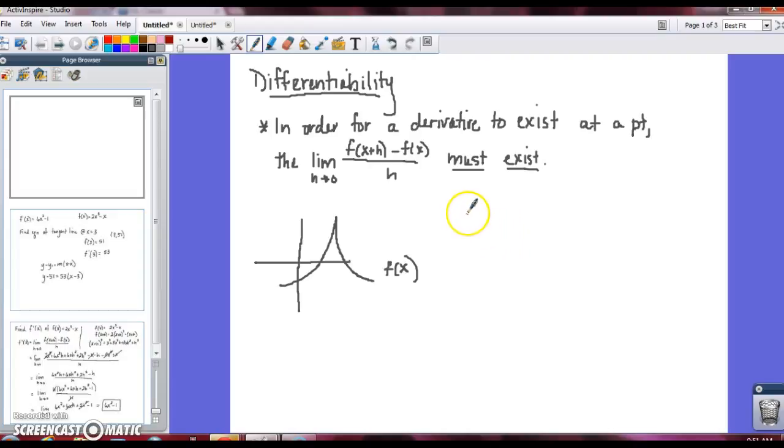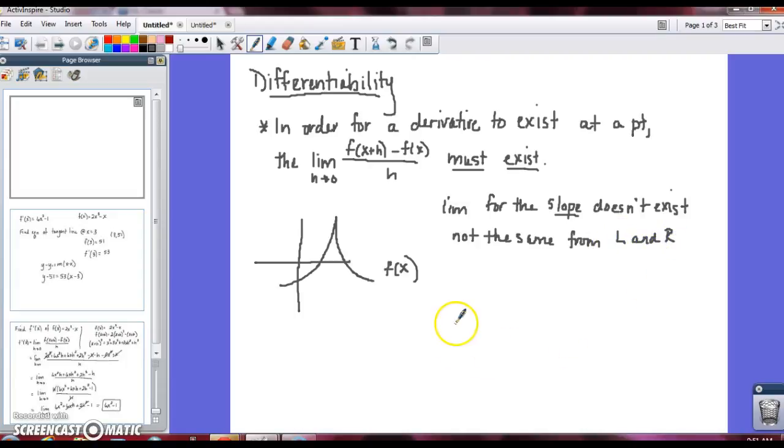So let me explain what I mean. Let me write that out first. The limit for the slope doesn't exist because it's not the same from the left, I'm just going to abbreviate here, and the right, which means you cannot take the derivative.